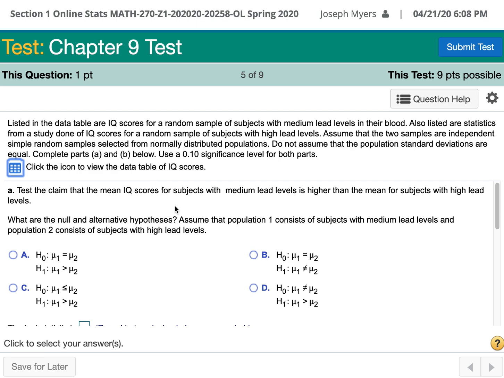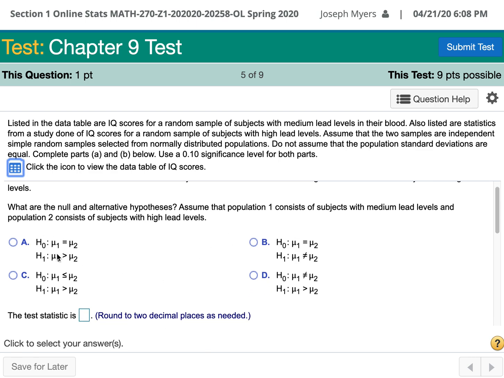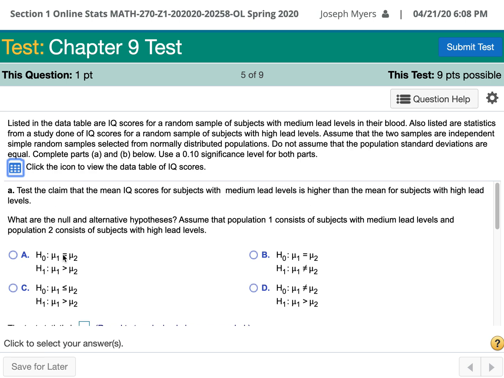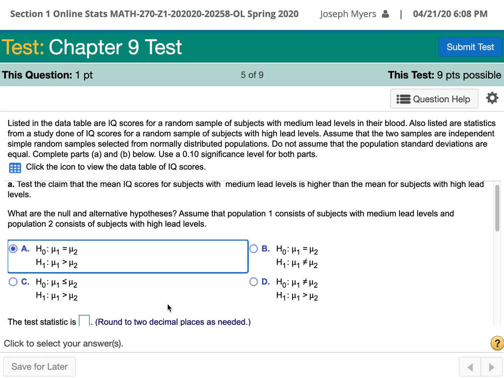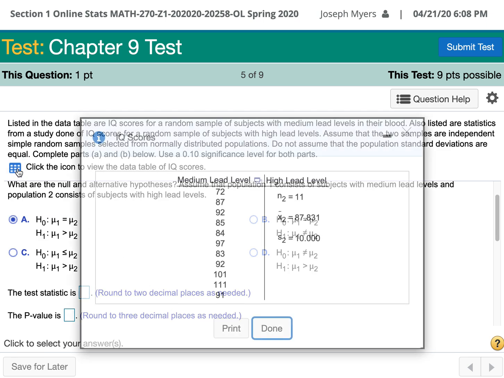Now, it says test the claim that the mean IQ scores for subjects with medium levels, which is population 1, is higher than population 2. So mean 1 would be higher than mean 2. So mean population 1, medium lead levels, is higher than population 2. So it would be A. And then the test statistic. So we need to know this number again.